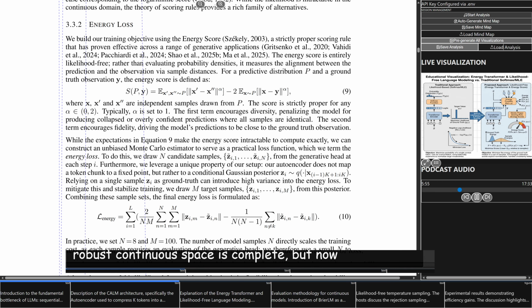But now we have to face the next huge mathematical obstacle. Yeah. How do you actually predict in this new space? Okay, so we have this sequence of robust vectors, Z. Now we need a model that can predict the next vector in the sequence. Why can't we just use the standard negative log likelihood loss? That's the bread and butter of every traditional LLM.